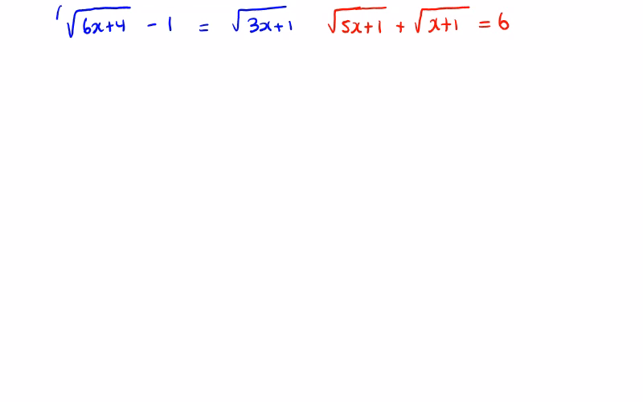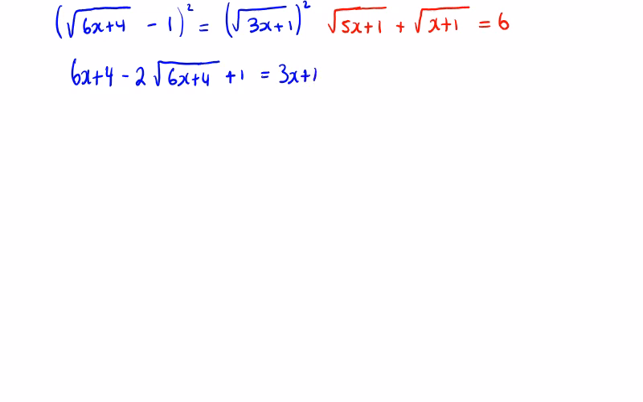Okay, so squaring both sides, I'm going to put a bracket here. This is going to be root 6x plus 4 by itself, which is 6x plus 4. Then we're going to have minus 1 times root 6x plus 4 twice, so minus twice root 6x plus 4. And then minus 1 by minus 1 is plus 1. And that's going to be equal to the right hand side squared, which is 3x plus 1.